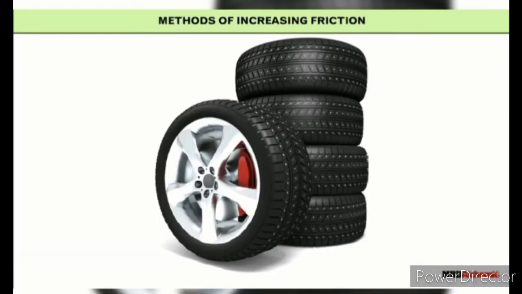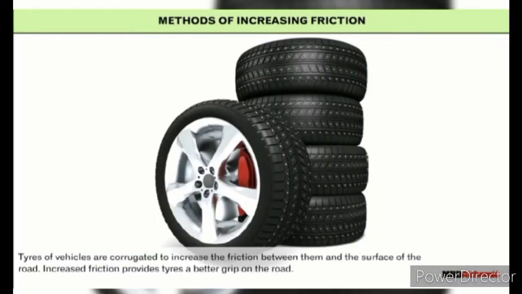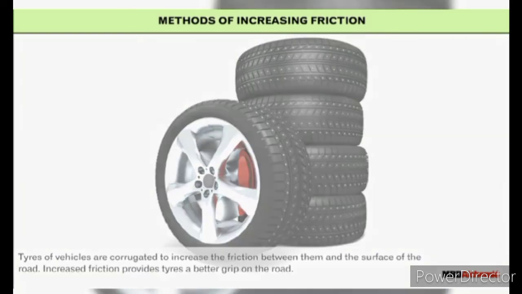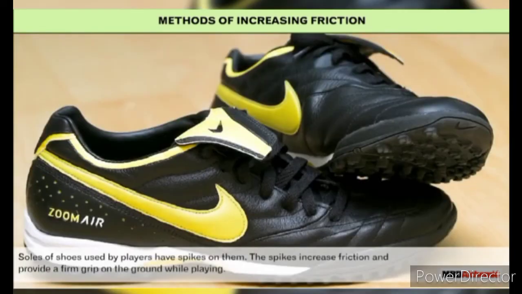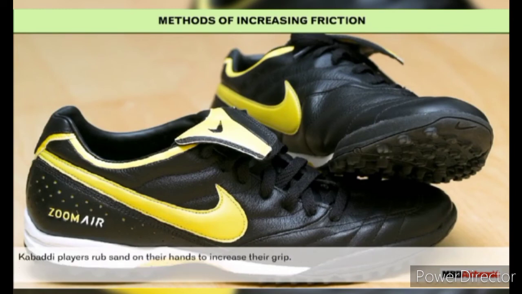Methods of increasing friction. Tires of vehicles are corrugated to increase the friction between them and the surface of the road. Increased friction provides tires a better grip on the road. Soles of shoes used by players have spikes on them. The spikes increase friction and provide a firm grip on the ground while playing.